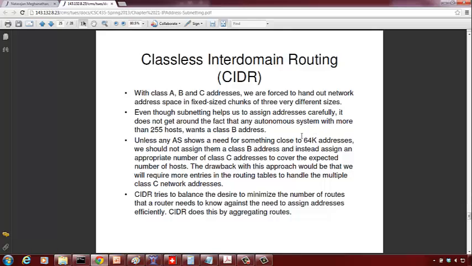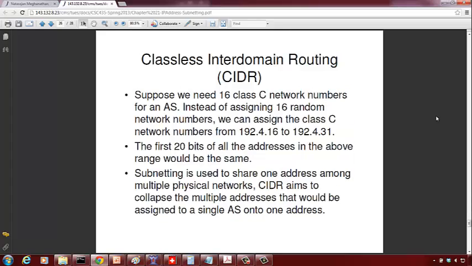Again, the efficiency of such an assignment would be very low, because with class B address space we can support up to 64K addresses, whereas we need only 300 unique IP addresses. So the idea here is to use multiple class C address spaces. Class C address spaces are more in plenty because you have up to 24 bits for the network part, so we're going to make use of them.